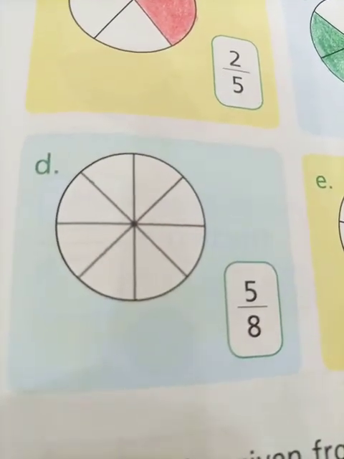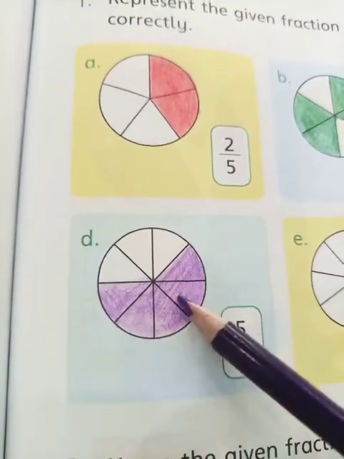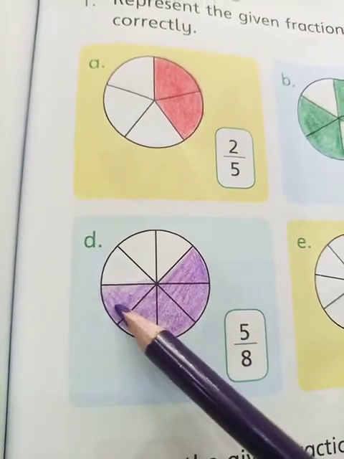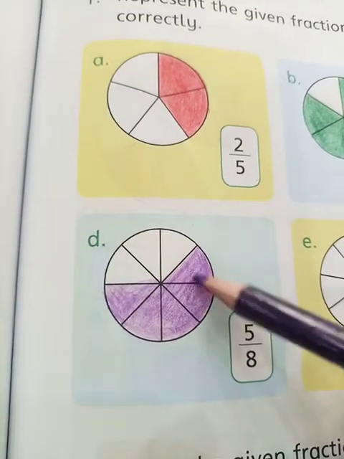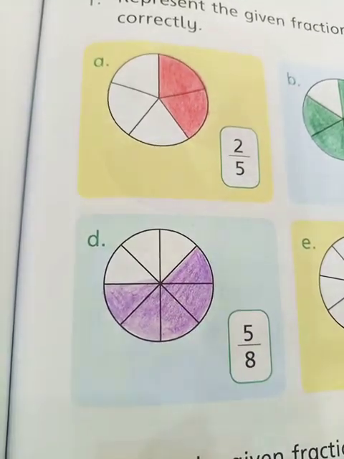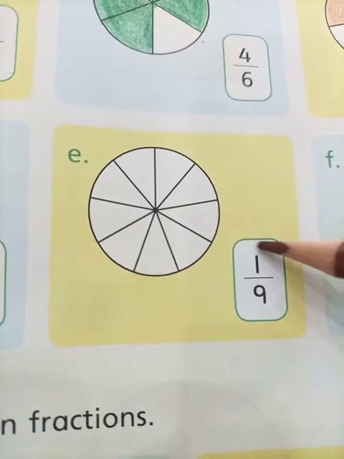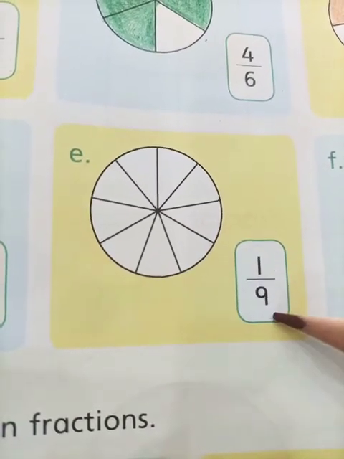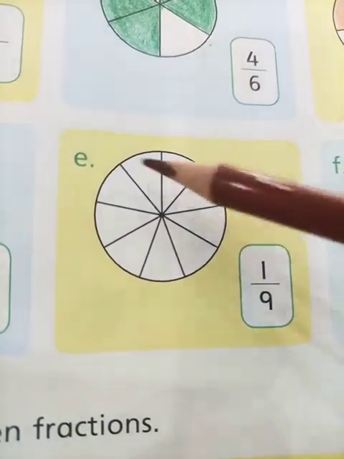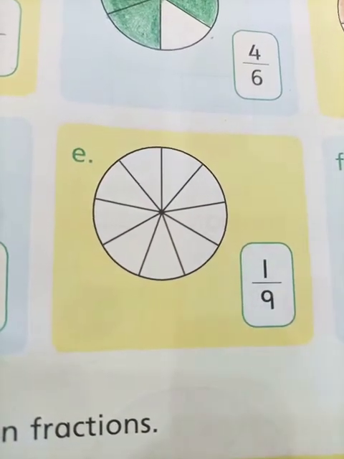Start your coloring with me. Look at this students, in this circle I have colored 5 portions out of the 8. You can count it, 1, 2, 3, 4 and 5. Students, there is no restriction, you can color any part of it, but it should be 5 in total. Now come towards the next part E, in which we are going to color only 1/9 portion. So students, you can guess from this that out of these 9 parts you are going to color only 1 part. Okay, let's start coloring it.